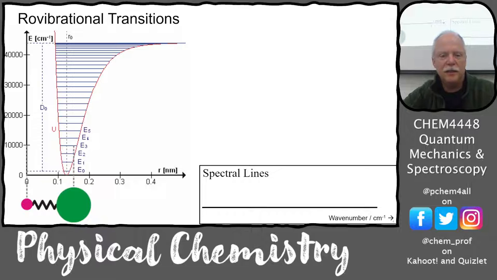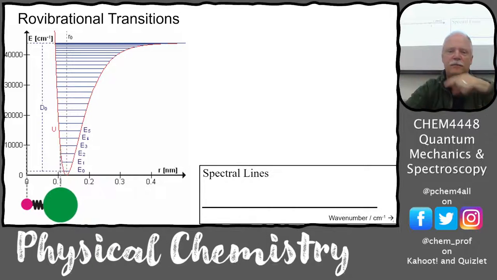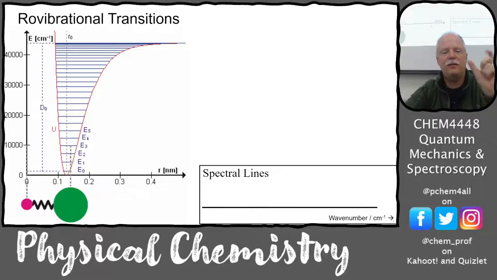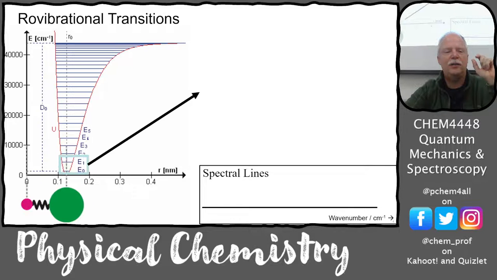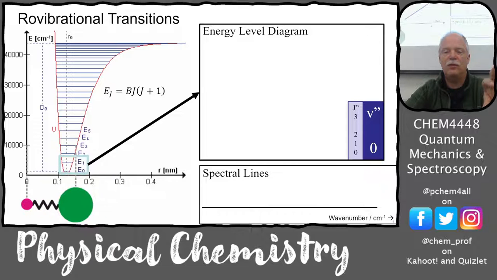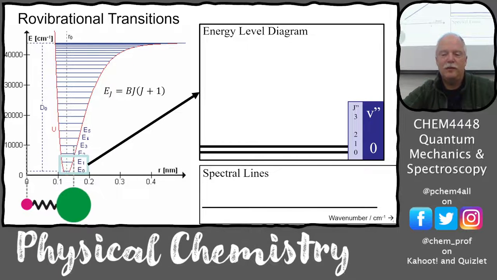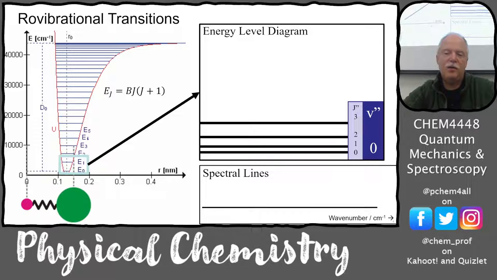Okay, so let's look at the quantum transitions that give us this spectrum. So we have this system over here. We've got a vibrating molecule, and we have the vibrational levels, V equals 0 to 1, and then the rotational levels on top. So this is the energy level diagram for the rovibrational transitions. Okay, so down at the bottom, we have the V double prime equals 0 level. And then we also have the J double prime levels of 0, 1, 2, and 3.